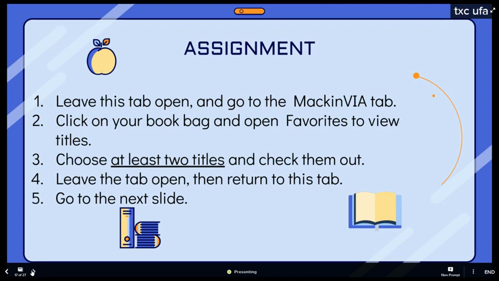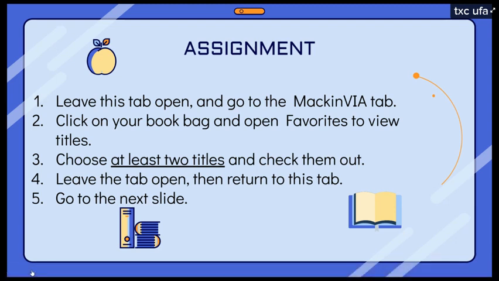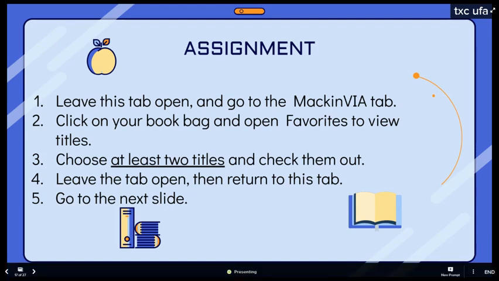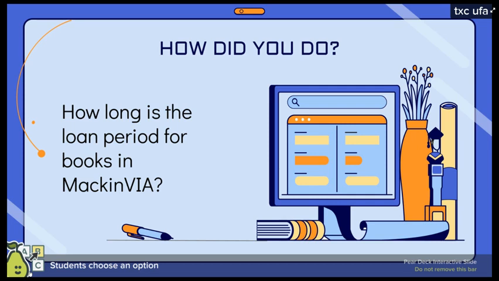Head back into your book bag to open your favorites folder. From favorites, identify at least 2 titles and check them out. If you have time, you can even open them up and practice using the e-reader. The next 3 slides are assessments about the platform policies. I told you to listen carefully. I'm checking to see if you paid attention.